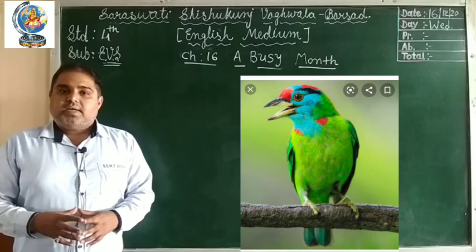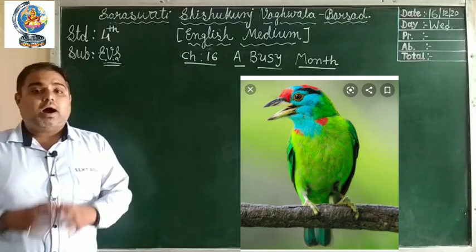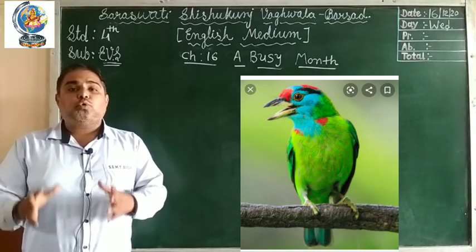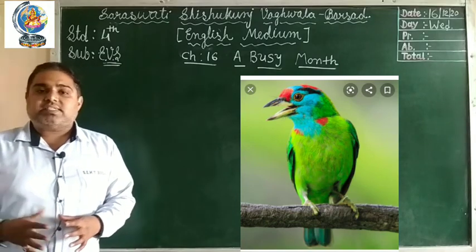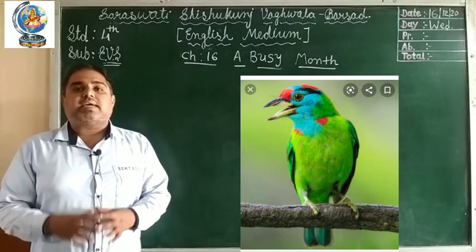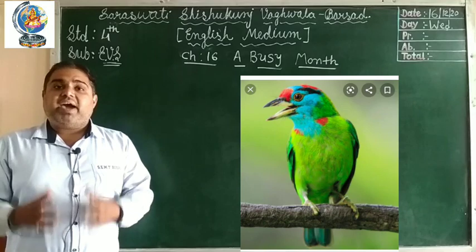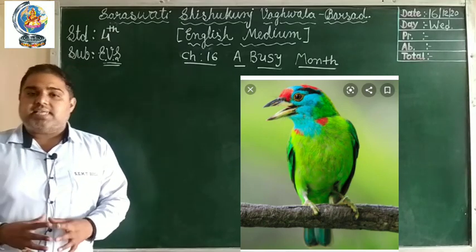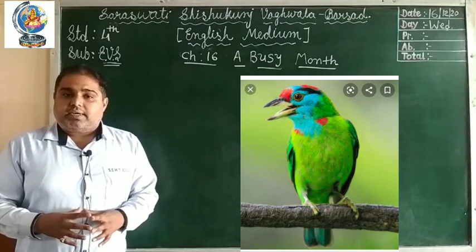Students, another bird, the barbet bird or coppersmith bird, can be heard in the summer with its tuk tuk tuk call. So students, whenever you listen to a noise like tuk tuk tuk, you have to identify that this bird is the barbet or coppersmith. So where does it make its nest? It makes its nest in a hole in a tree trunk.